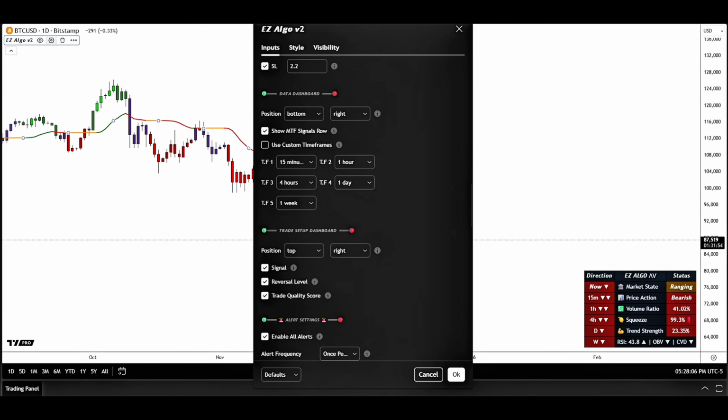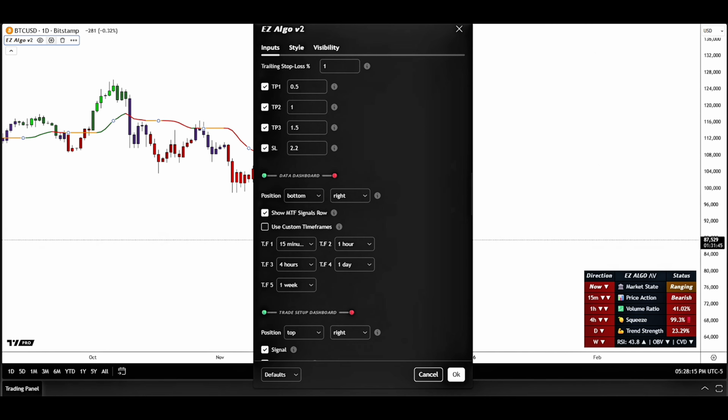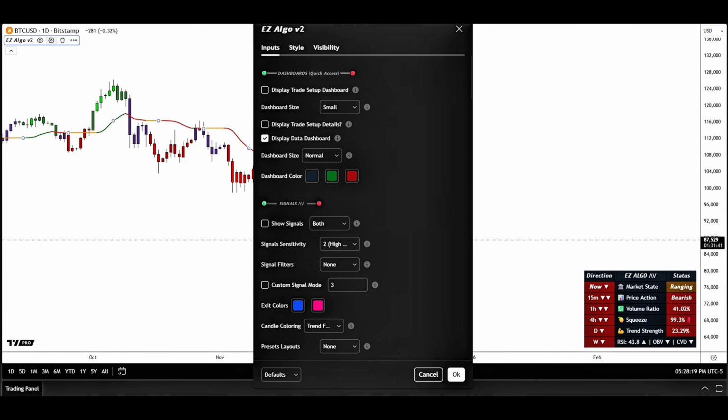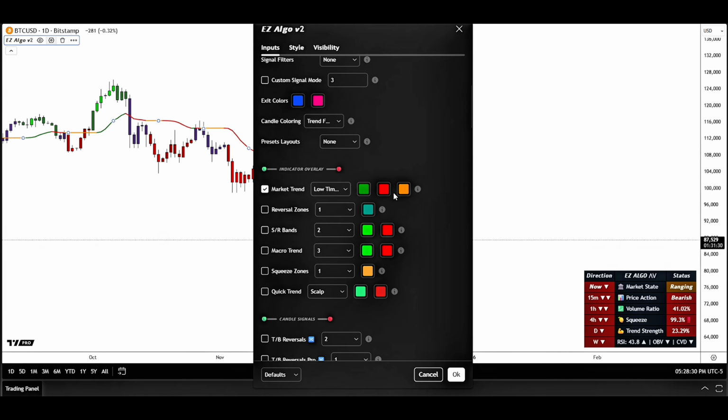All right, now to finish this up, I just want to go over the data dashboard in EZ Algo v2 right here. And that would be set for this video. So if we go in our settings, our dashboards, we can display them up here. We can change the size of how they populate on the chart right here. We can change the dashboard colors if we want to.